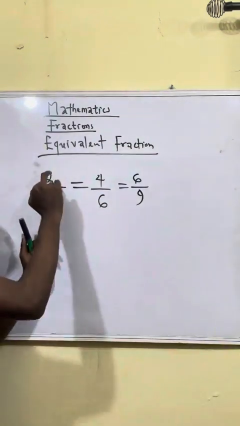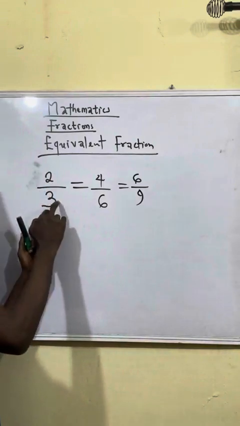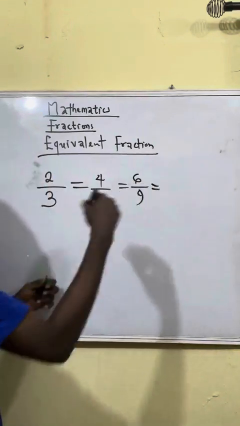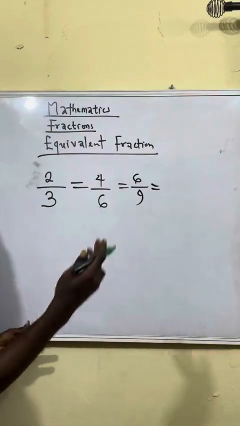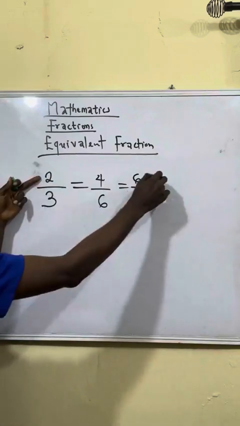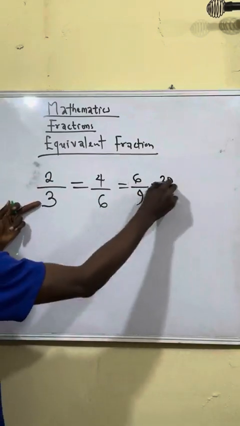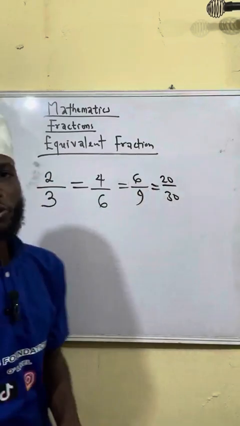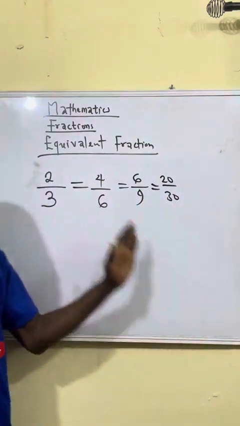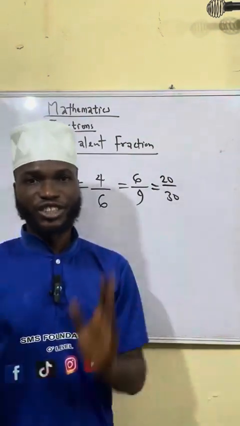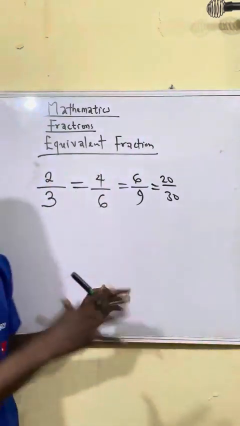Whatever I use to multiply the top, I must also use for the bottom. In fact, I can choose another big number. Let's take 10, for example. 2 times 10 will give me 20. 3 times 10 will give me 30. So you must use the same number to multiply both to get the same result. So these are what we call equivalent fractions.